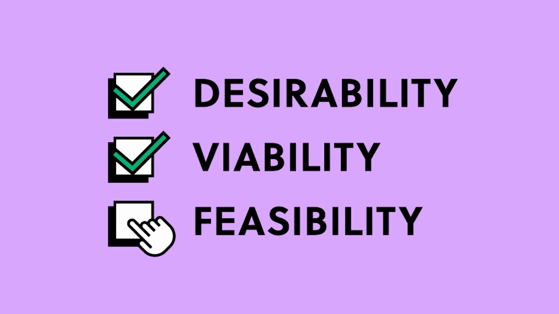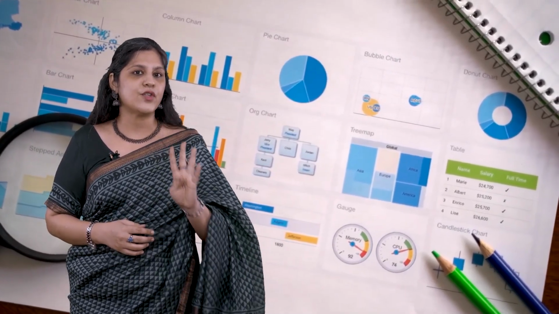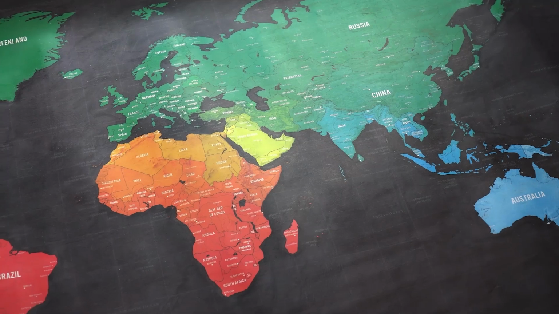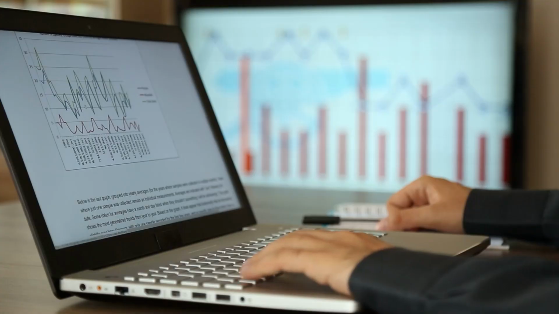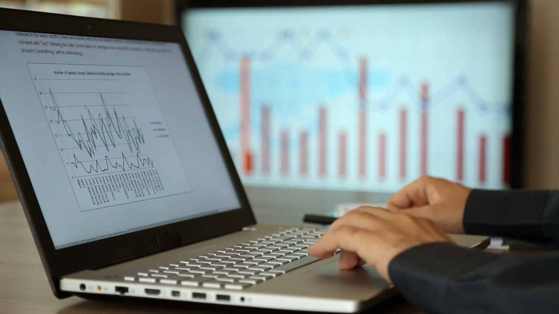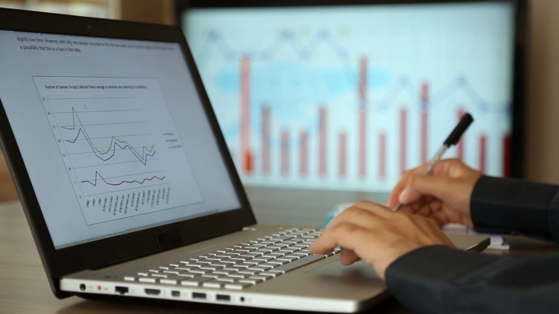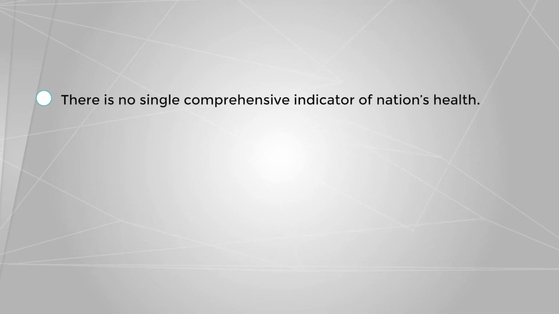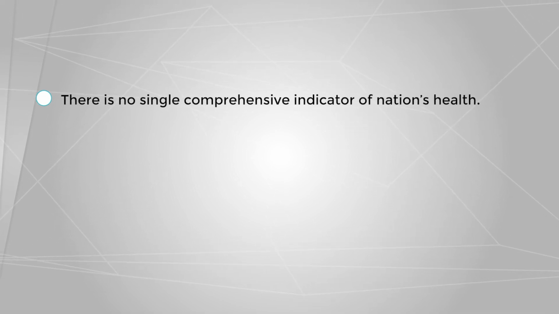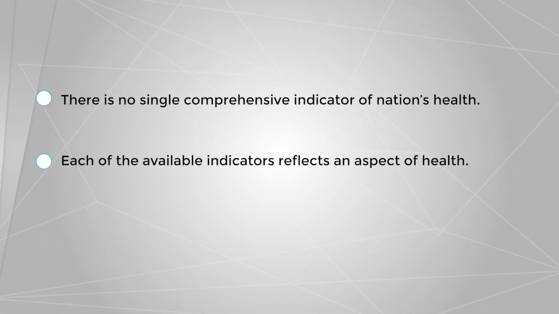Health indicators must be feasible to collect, valid statistically, reliable and objective. It is necessary that the health indicator can be applied internationally and facilitates comparison. It is also important that the indicator is able to track the progress and performance of health indicators with time, that would help in decision making and amendments. And finally, there is no single comprehensive indicator of a nation's health. Each of the available indicators reflects one or more aspects of health.